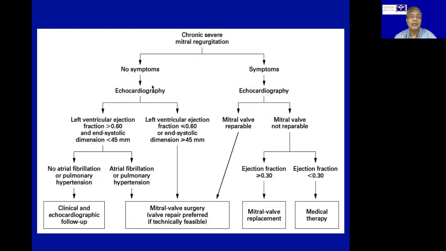Or in case the patient has MR but no symptoms, then you should look at the ejection fraction. If the ejection fraction is greater than 60 and the end systolic dimension is less than 45 millimeters, it is safe to do non-cardiac surgery. But if it is the other way, it is not safe to do non-cardiac surgery.